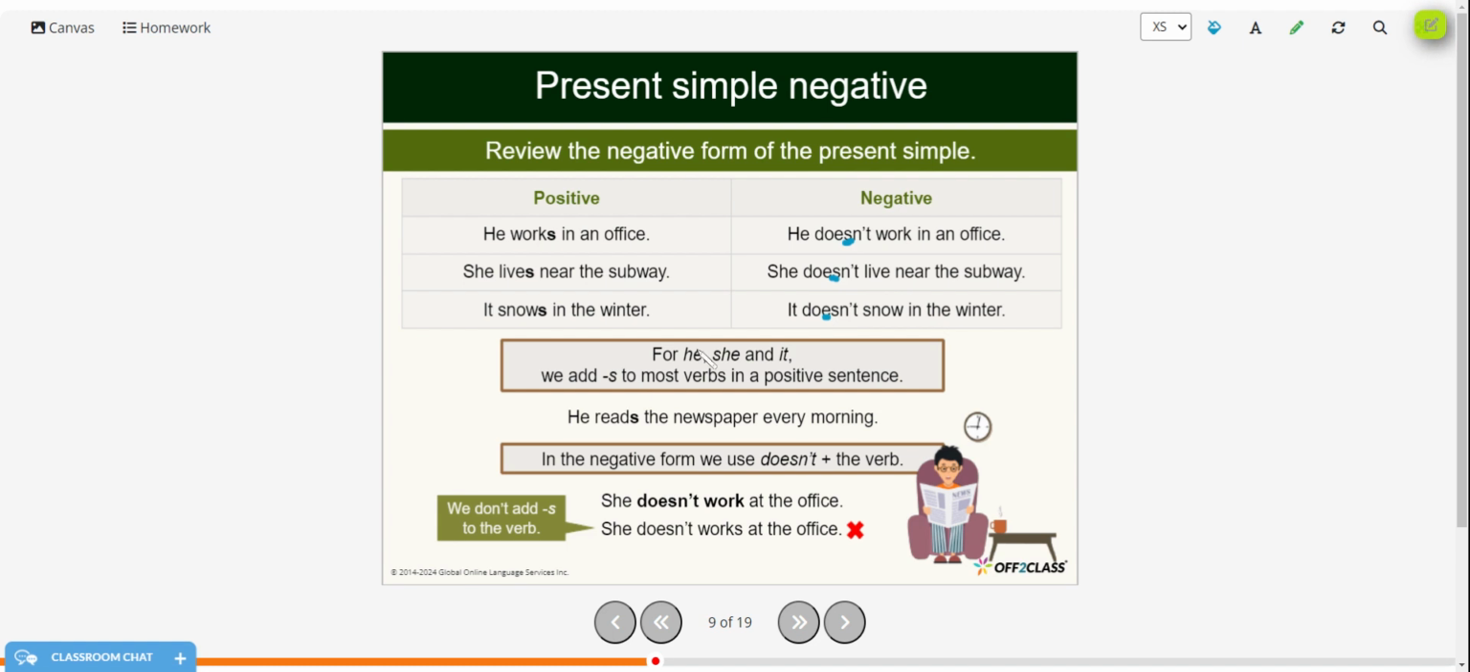So for he, she, and it, we add the S to most verbs in a positive sentence. He reads the newspaper every morning. And in the negative form, we use doesn't plus the verb. She doesn't work at the office, but we don't add the S to the verb, so you would never say she doesn't works at the office. So that would be incorrect.